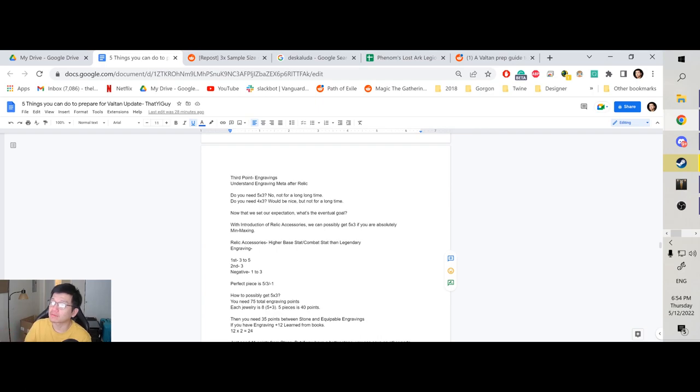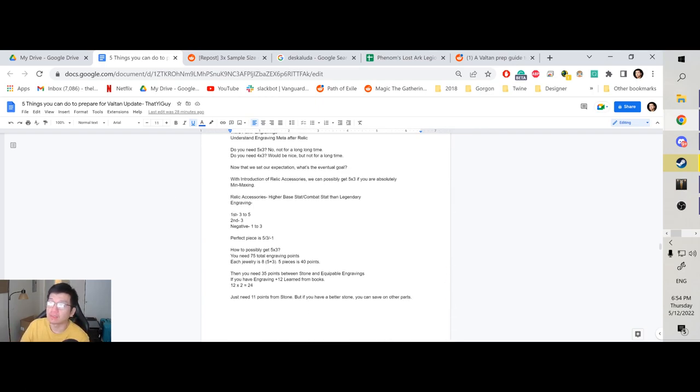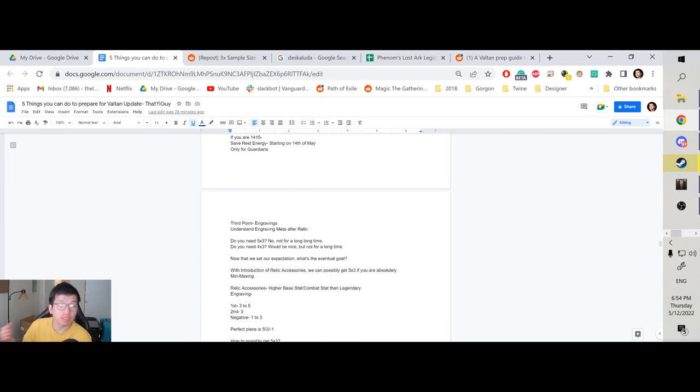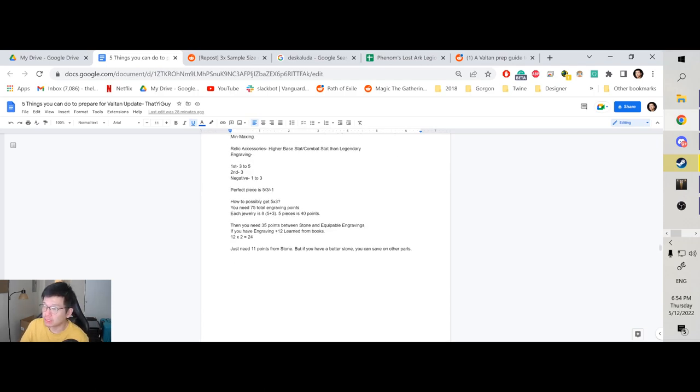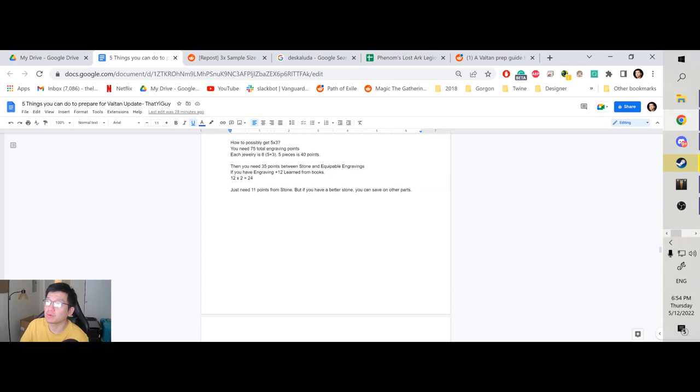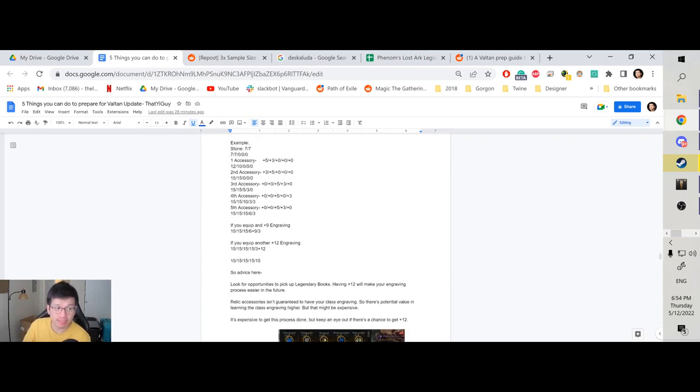So I already covered what you need to do for Valtan, but after Valtan, the math will be different. You're gonna get accessories that can give you 5 of one engraving and 3 of another. And this is gonna be different. I listed an example of how you can potentially go for 5x3 engravings after Relic comes out. And hopefully this is clear. I will have more videos on this in the future.